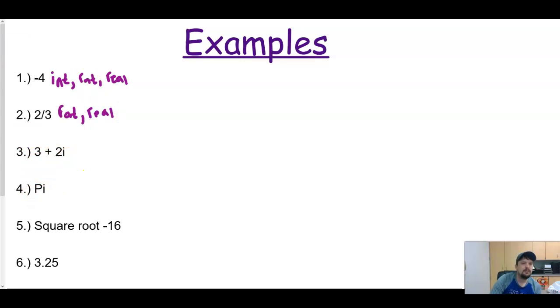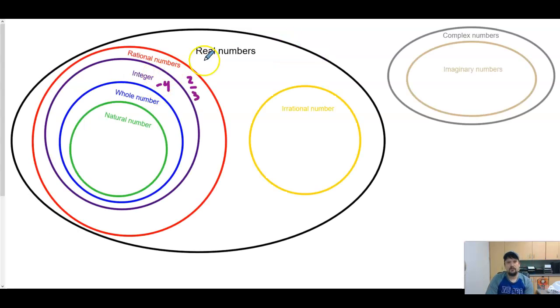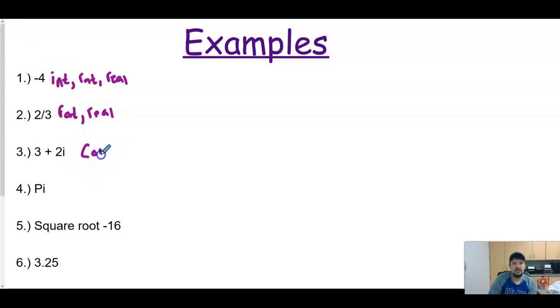Okay, 3 plus 2i. Is 3 plus 2i a real number? No, because there's an i. So come over here. Is it a complex number? Yeah, remember a complex number is my expression 3 plus 2i. Okay, so it's inside this gray oval. Is it inside the tan oval? Nope, just the gray one, so it's just considered a complex number. So we're going to come over here, and we're going to say it is complex.